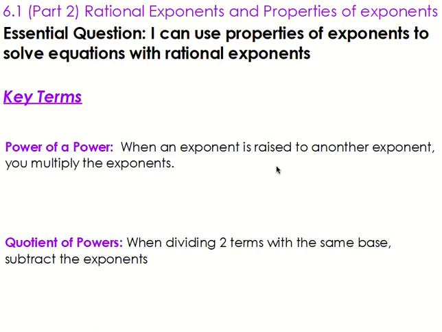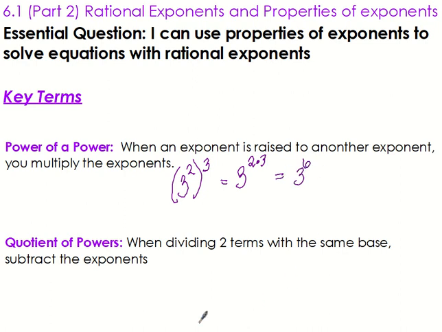So today we have a power of a power. It's when an exponent is raised to another exponent. And so we will multiply those exponents. So it'll look something like this: 3 raised to the second, and then we'll take that and raise it to the third. So we would do 3 raised to the second times 3, and we would get 3 raised to the sixth.